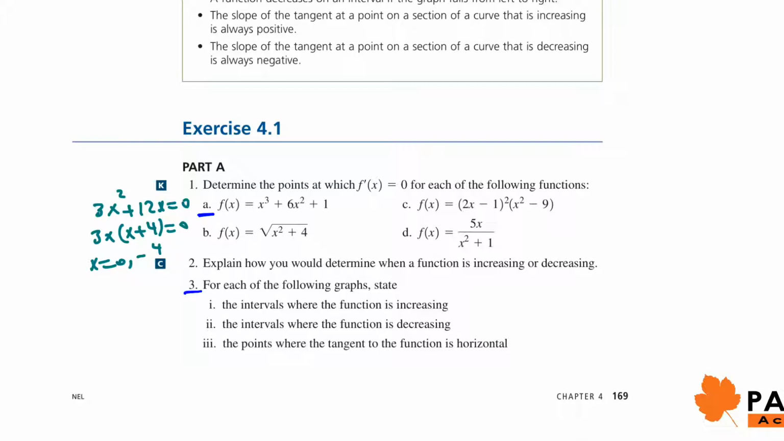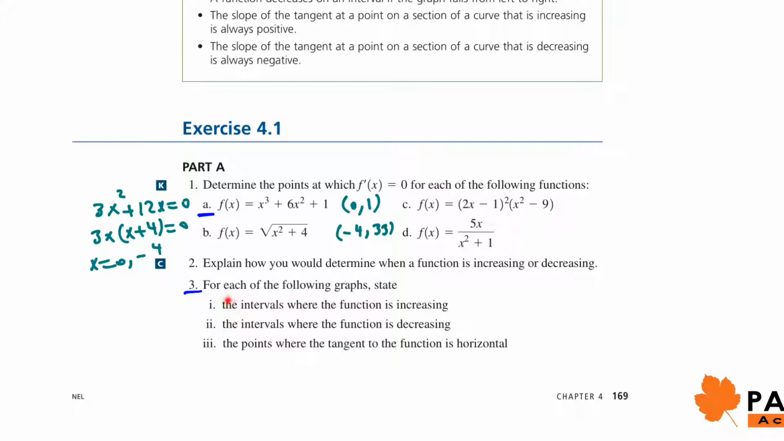f of 0 is 1 and f of negative 4 is 33. Therefore, at (0, 1) and (negative 4, 33), f prime of x equals 0 when f of x is x³ plus 6x² plus 1.